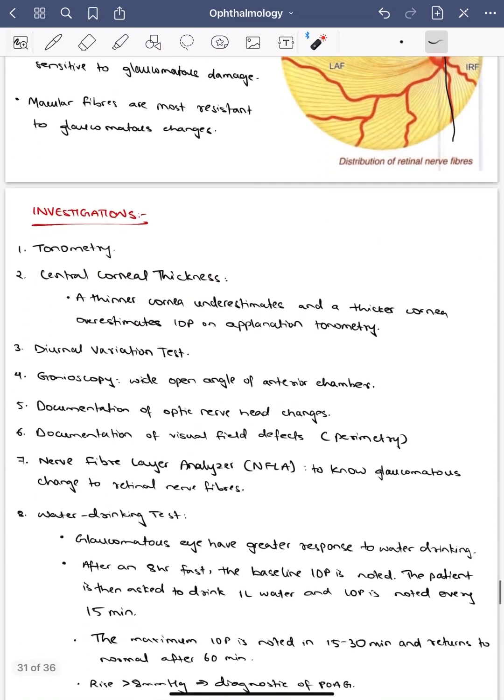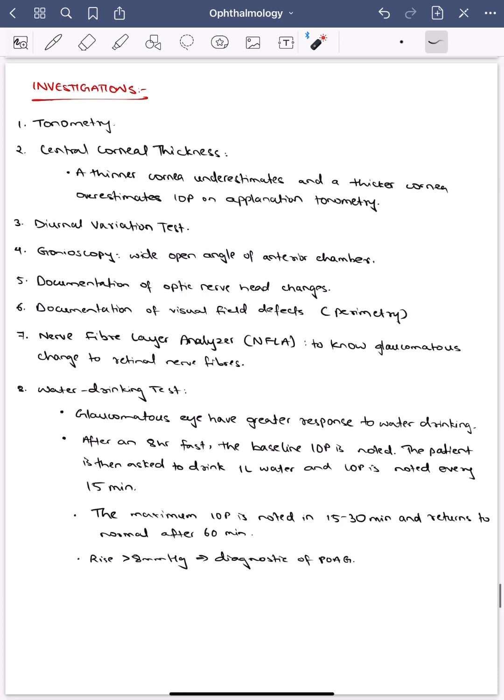Now coming to the investigations to be done in a patient coming to the OPD with glaucoma, the first is tonometry, that is measurement of the intraocular pressure. This can be done by applanation tonometry or Schiøtz tonometry. The second is central corneal thickness. Now a thinner cornea underestimates and a thicker cornea overestimates intraocular pressure on applanation tonometry, and hence it is important to know the central corneal thickness.